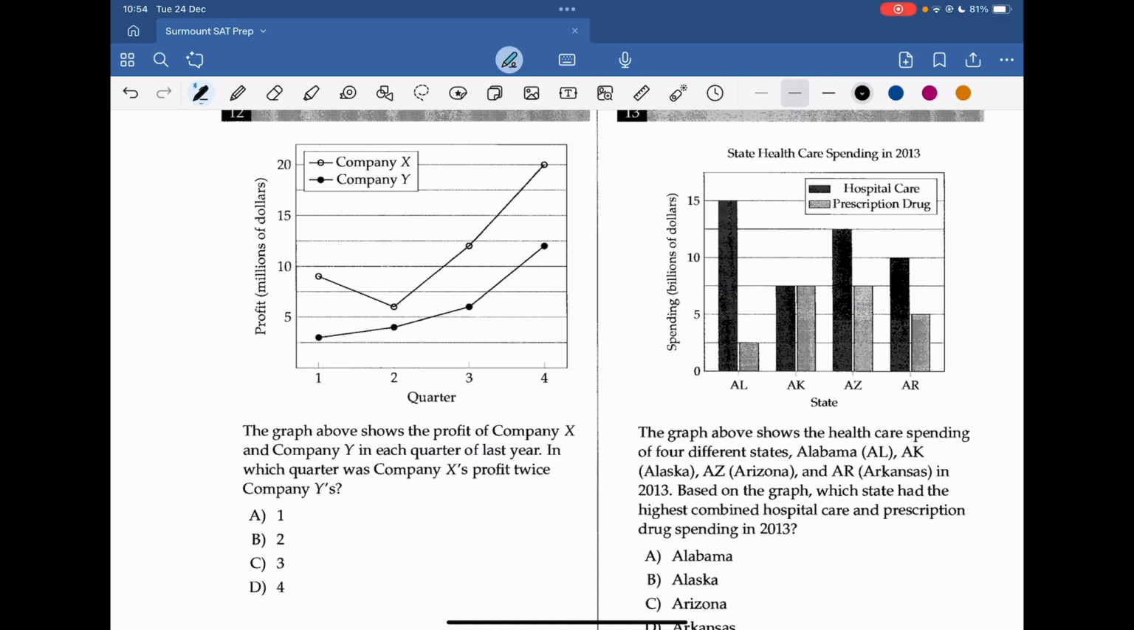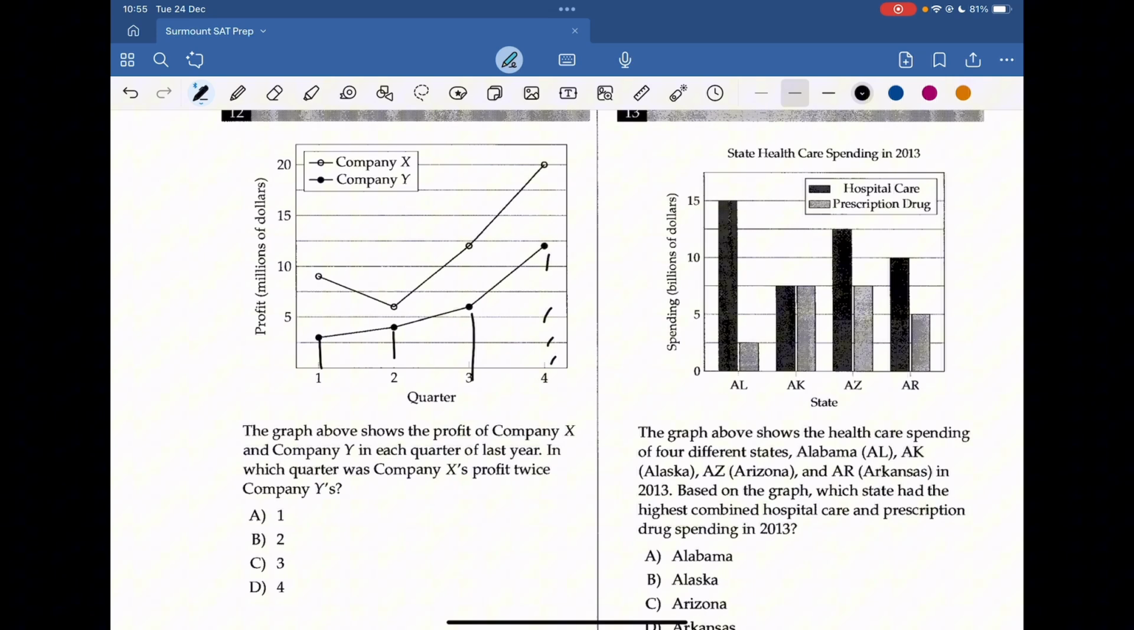The graph above shows the profit of company X and company Y in each quarter of last year. In which quarter was company X's profit twice company Y's? So let's look at the quarters here. There's the first quarter, second quarter, and third quarter.